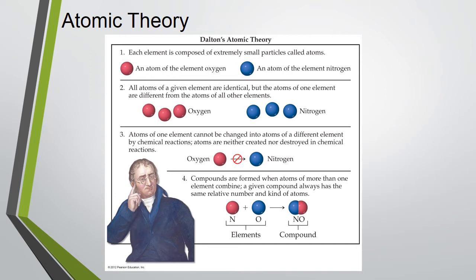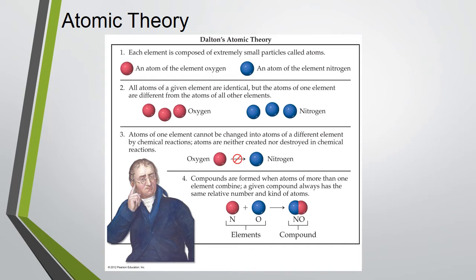Atoms of one element cannot be changed into atoms of a different element by chemical reactions. We can't just magically go from oxygen to nitrogen. It doesn't work. But atoms are neither created nor destroyed in chemical reactions. And this still holds true.